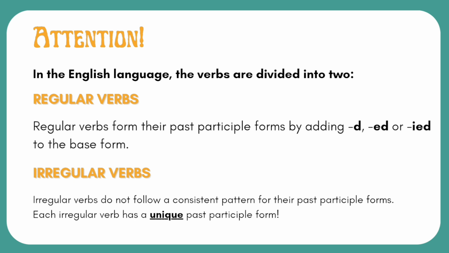Always remember, in the English language, verbs are divided into two forms, regular verbs and irregular verbs. Regular verbs form their past participle forms by adding d, ed, or ied to the base form. And irregular verbs do not follow a consistent pattern for their past participle forms. Each irregular verb has a unique past participle form.